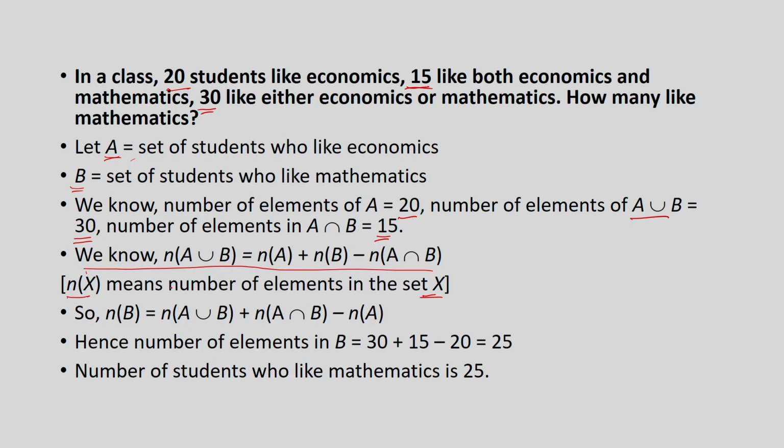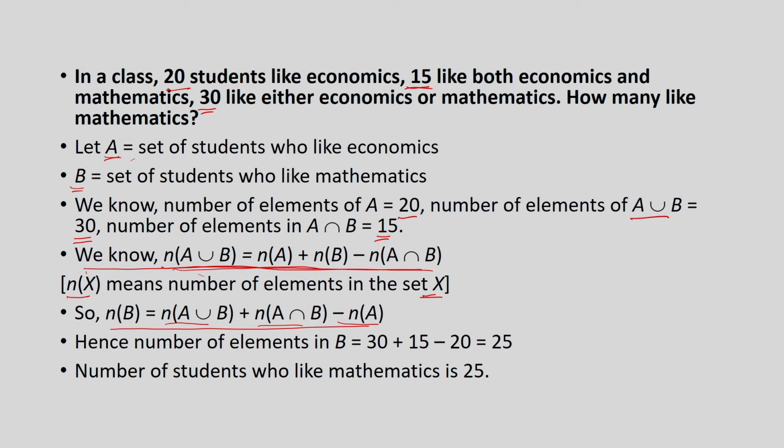So, if that is how n is defined, then this theorem follows that n of A union B is equal to n of A plus n of B minus n of A intersection B, right. And from here we can manipulate it a bit, and we shall get this relation that n of B is equal to n of A union B plus n of A intersection B minus n of A.